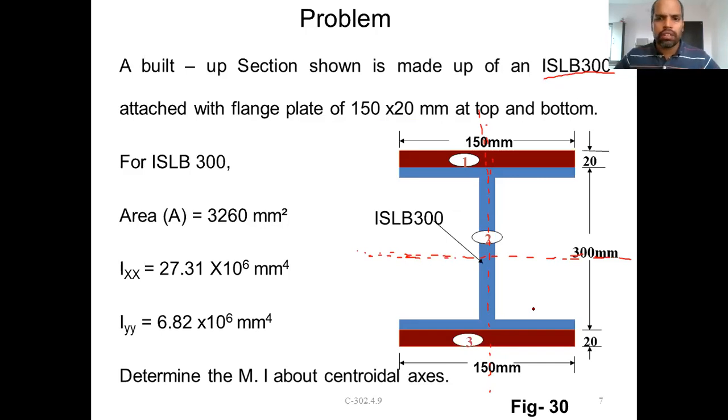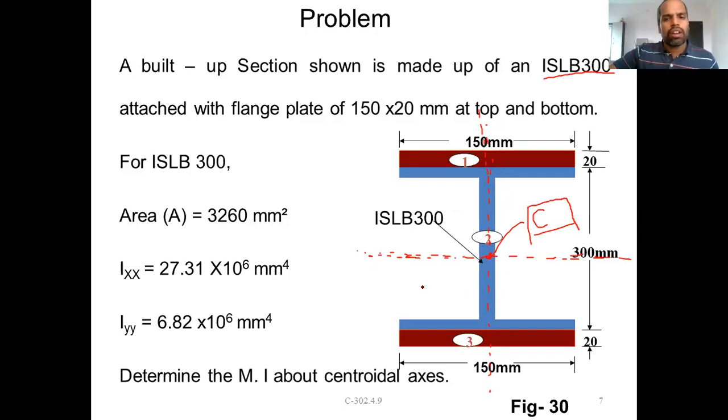Now let us see this one. What was the last sentence we discussed? The centroid is the intersection point of axes of symmetry. Let us say this is the centroidal x-x axis and this is the centroidal y-y axis. This is the symmetric x-axis, this is the symmetric y-axis. Where does the centroid lie? It is this intersection point of the two symmetric axes. This is our centroid.